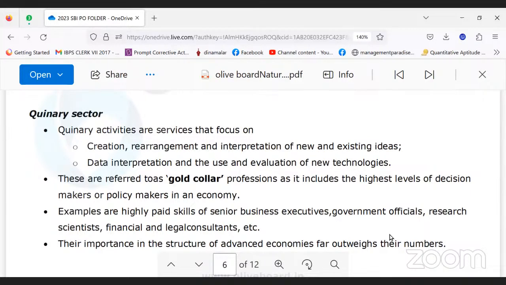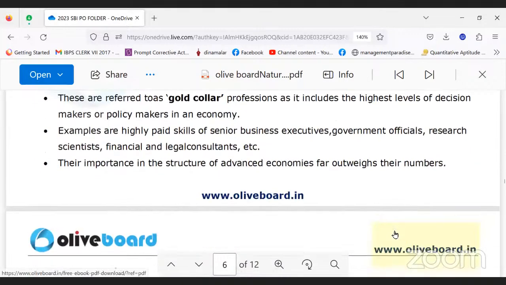These are referred to as gold collar professions, as it includes the highest level of decision makers or policy makers in an economy. Examples are highly paid skills of senior business executives, government officials, research scientists, financial and legal consultants, etc. Their importance in the structure of advanced economies far outweighs their numbers.